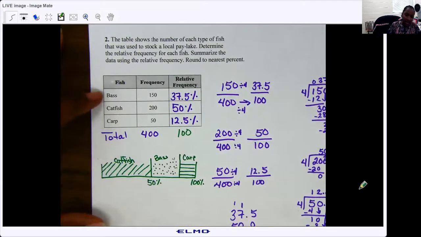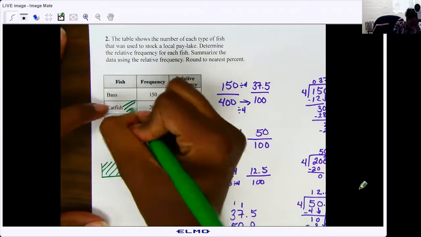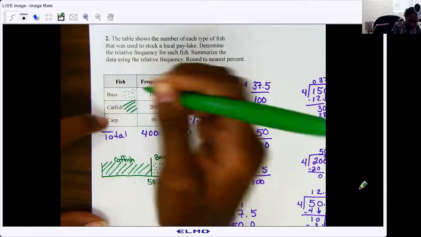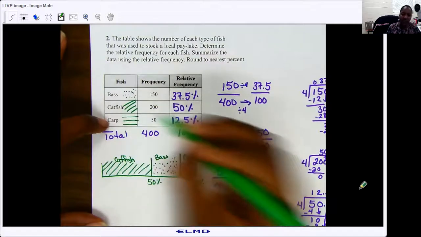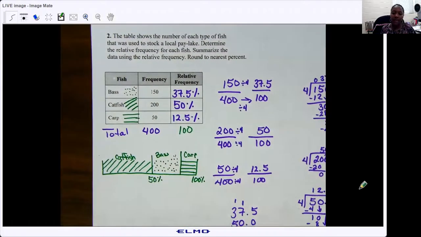So I'm going to make my key up here. So my catfish had diagonal lines. My bass had dots, and my carp had diagonal lines. Because it says that we have to make a key to what we represent in our percent bar, okay?